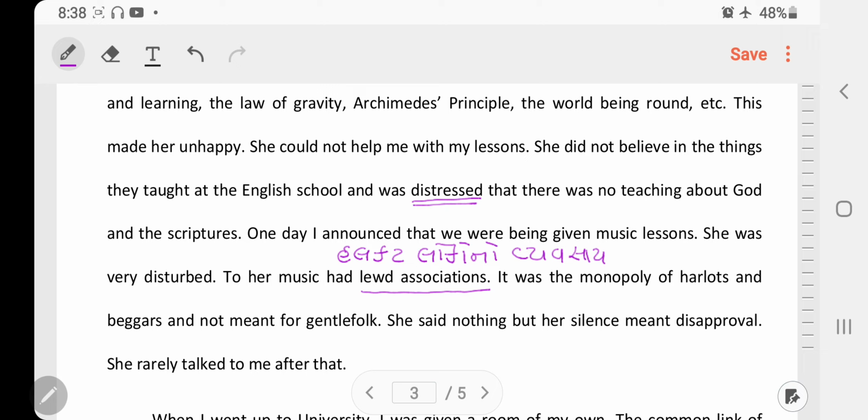She said nothing. But see how gentle she is. She said nothing. But her silence meant disapproval. She became silent, and her silence meant disapproval. She rarely talked to me after that.